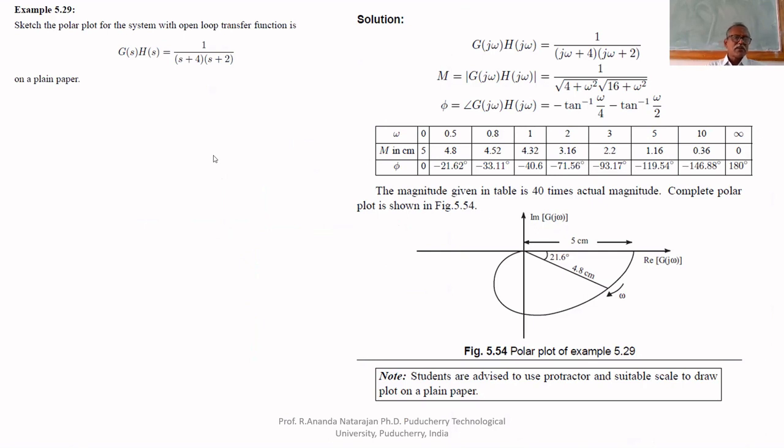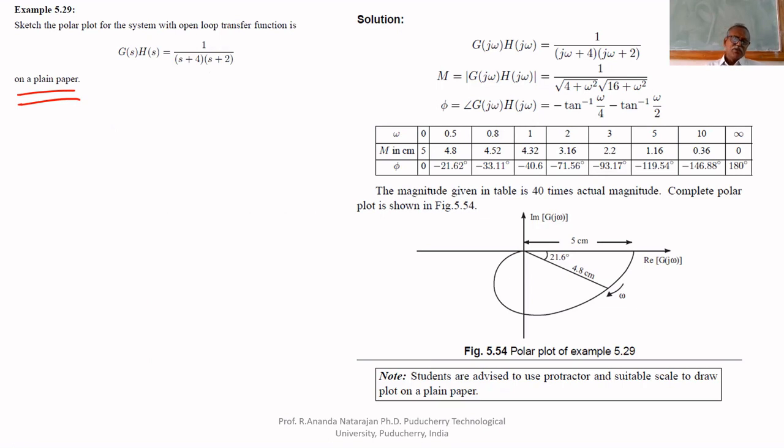Sketch the polar plot for the system with the open loop transfer function G(s)H(s) equal to 1 upon (s plus 4) multiplied by (s plus 2). For that, we have to draw the polar plot on a plain paper, or you can draw on a graph sheet. Sometimes they will ask like that.